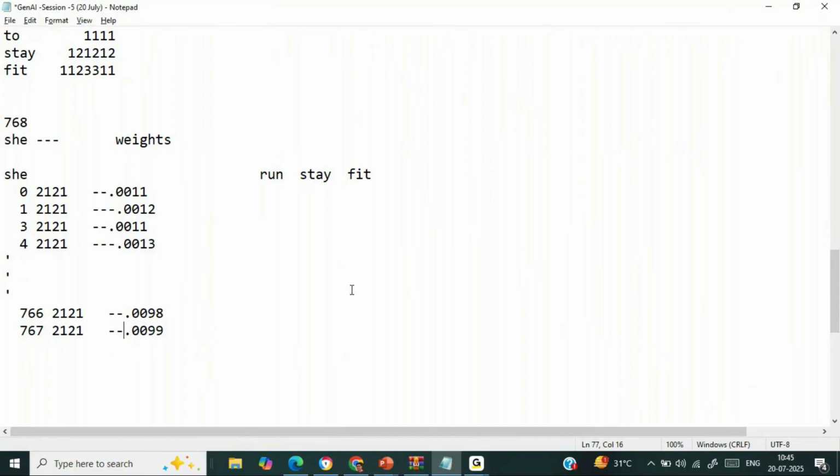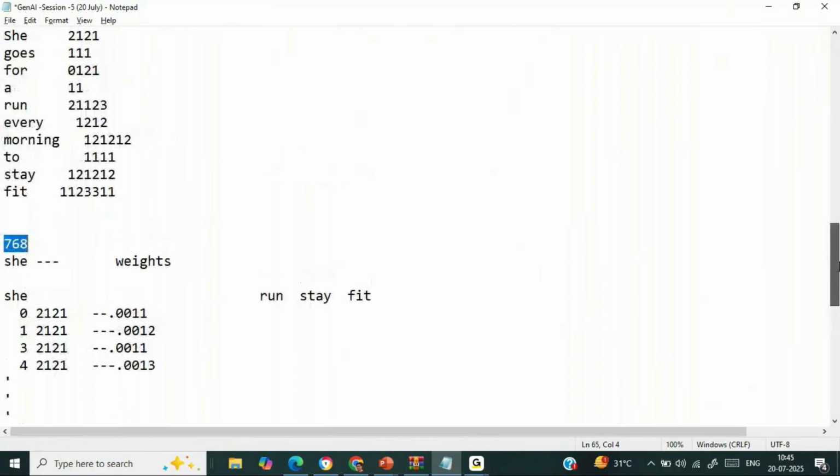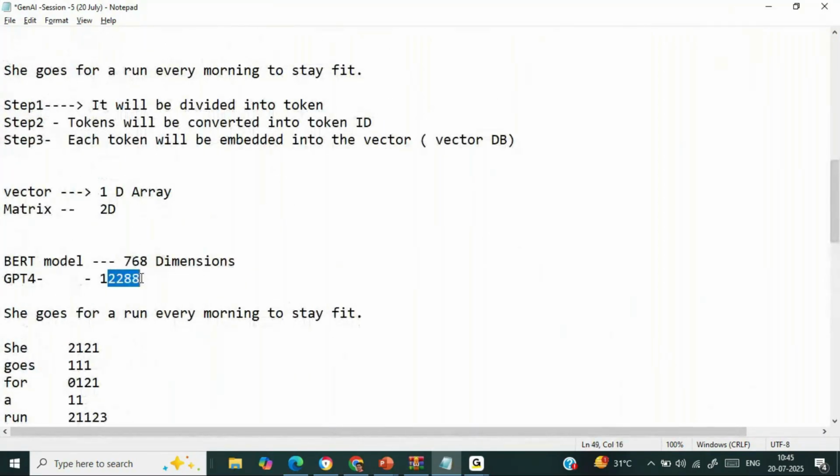Actually, how has this conversion been done to 768 and you assigned the weightage, correct? No, this 768 is nothing but the dimension. The BERT model has 768 dimensions. If we are talking about GPT-4, that will be 12288 dimensions. So you can think each and every token inside the BERT model will have 768 weights. Each and every token inside the GPT-4 model will have 12288 weights, right?